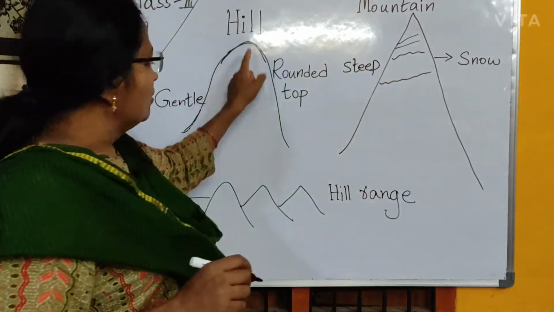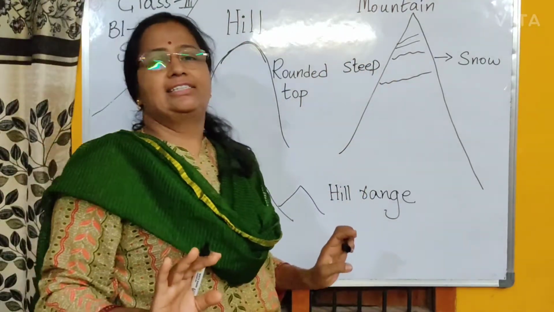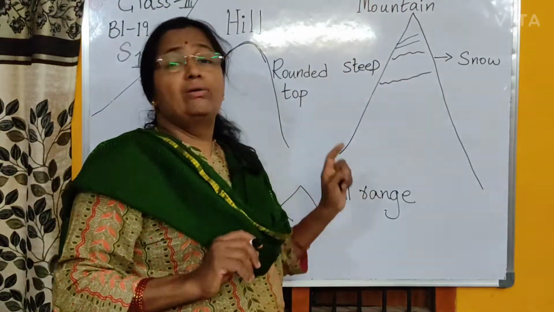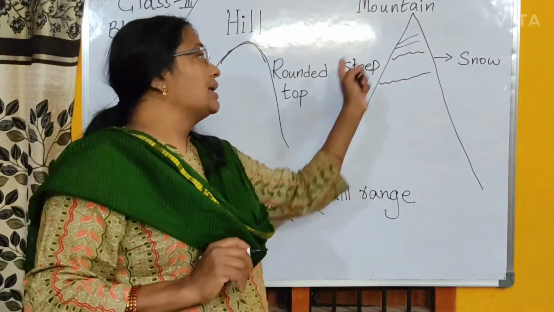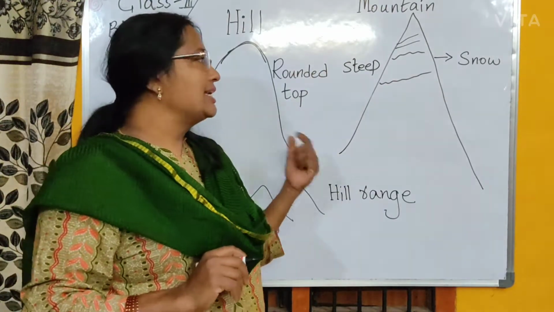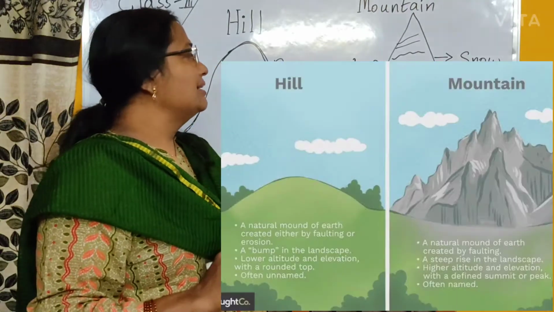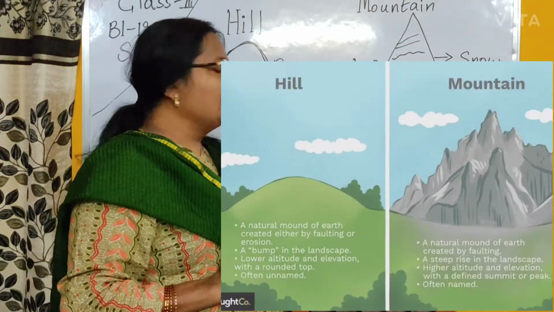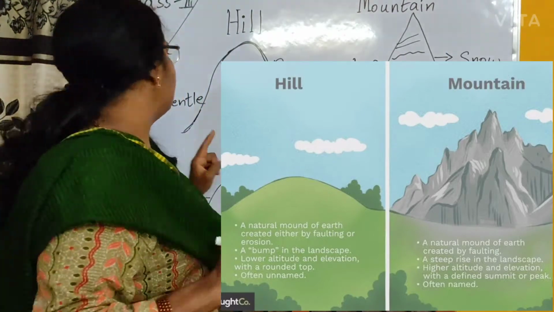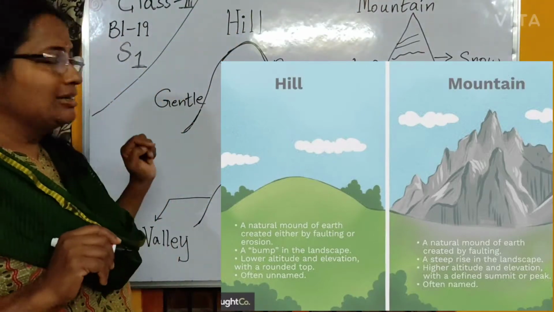See, if you want to climb down a hill, it is a little bit easier. But if you want to climb down a mountain or climb up a mountain, then you need a lot of help. You have to take the help of a rope and other things. So the slope of the hills is gentle, and the slope of the mountains is steep, S-T-E-E-P, steep.